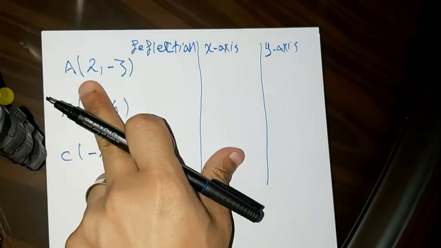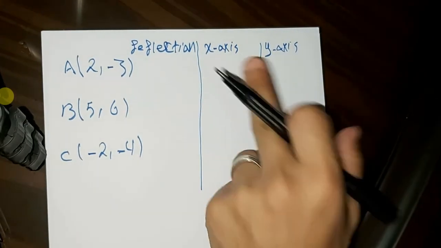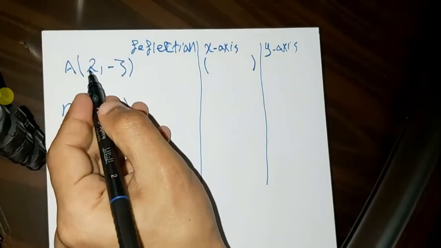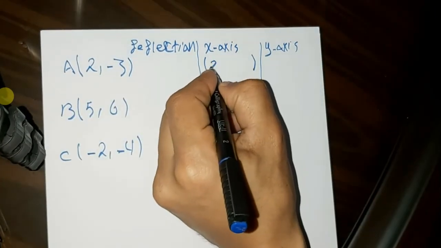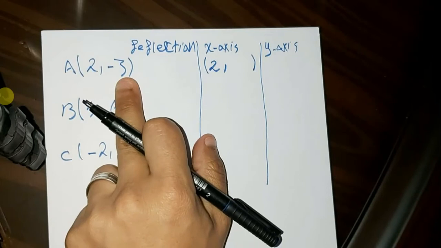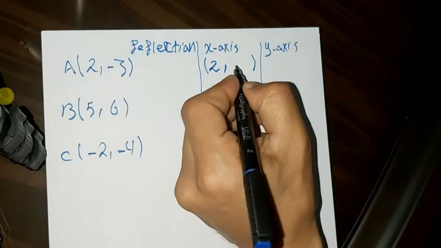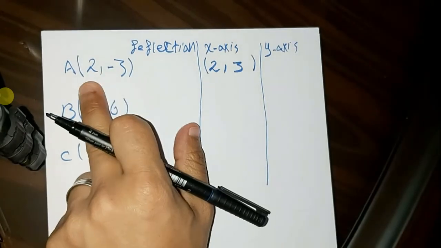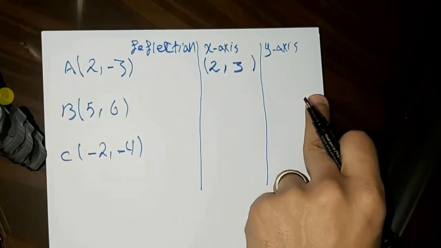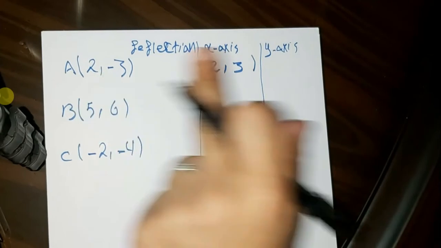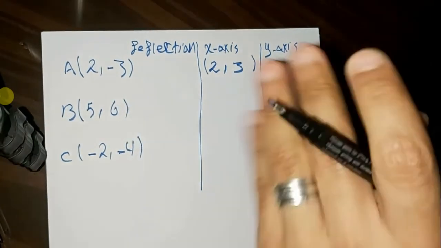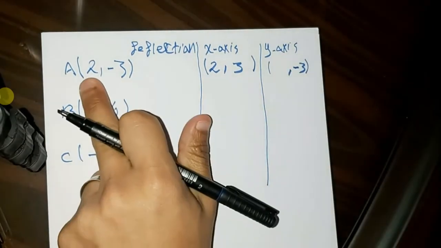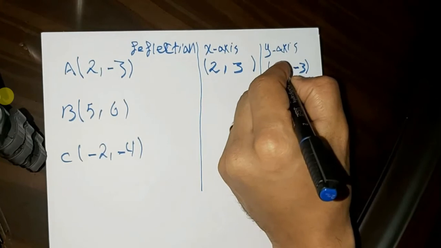If you want a reflection on the x-axis, I will keep x as it is, 2 will be the same, and I will change the y part. It is negative 3, I will make it positive 3. So the image of A by reflection on the x-axis will be (2, 3). If I want to make it on the y-axis, I will keep y as it is, negative 3, and I will change the sign of the x part, so it will be negative 2.